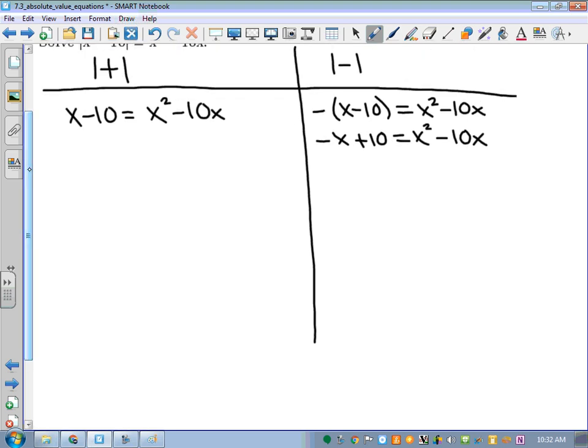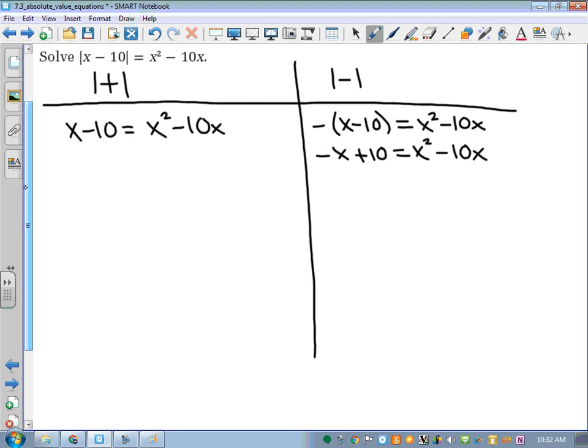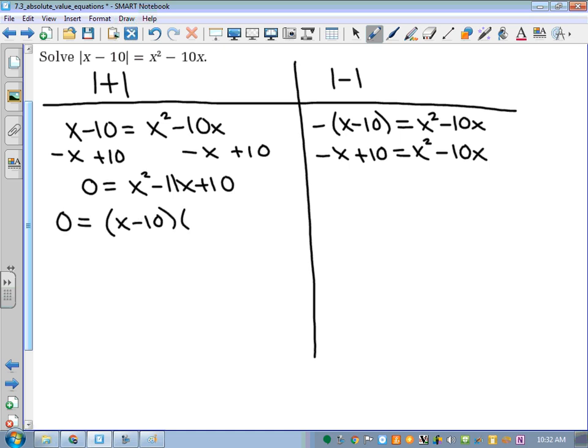So in order to solve this, I'm going to get one side equal to 0 because it's quadratic. So I'm going to subtract x and add 10. And I get that 0 is equal to x squared minus 11x plus 10. And then I can factor that. So 0 is equal to x minus 10 times x minus 1, which tells me that either x minus 10 is equal to 0, which yields x is equal to 10, or x minus 1 is equal to 0, which yields that x is equal to 1.